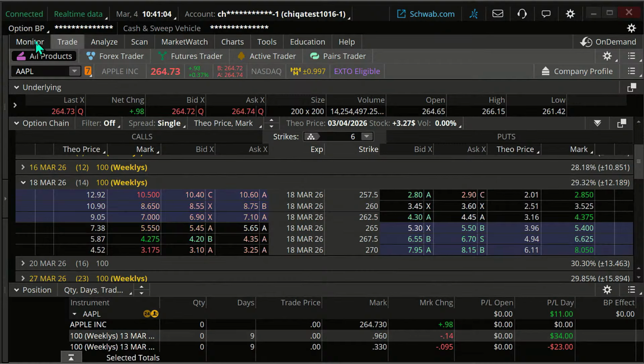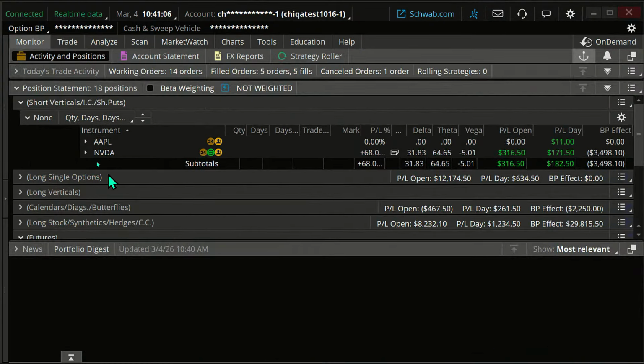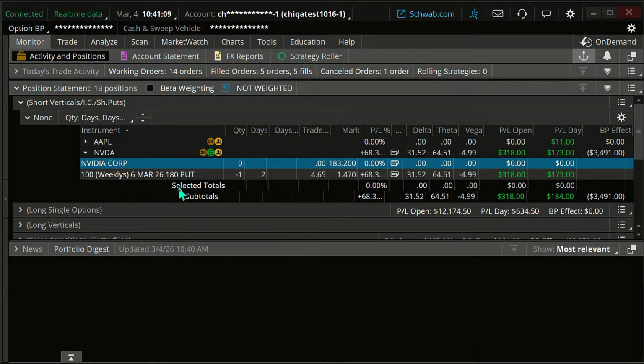Let's look at another type of trade we have here. This is NVIDIA. This is just a short put. Now we're doing quite well on NVIDIA. We only have 2 days to go to expiration. The strike is 180. The current stock price is 183, so it's still questionable, especially with the volatility we have. If we were just doing this short put as a standalone strategy, given that we only have 2 days to go to expiration, we'd probably look to get out.